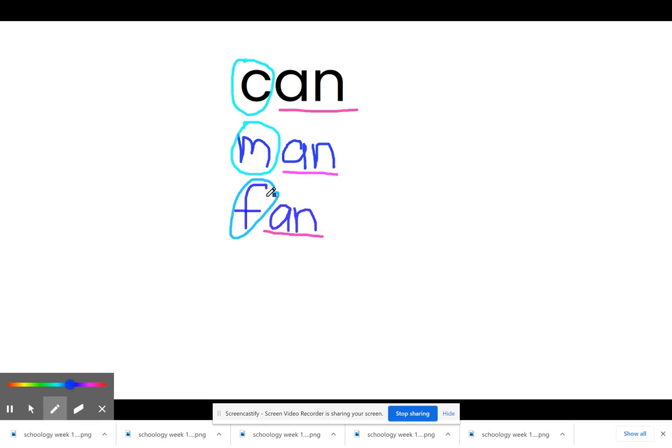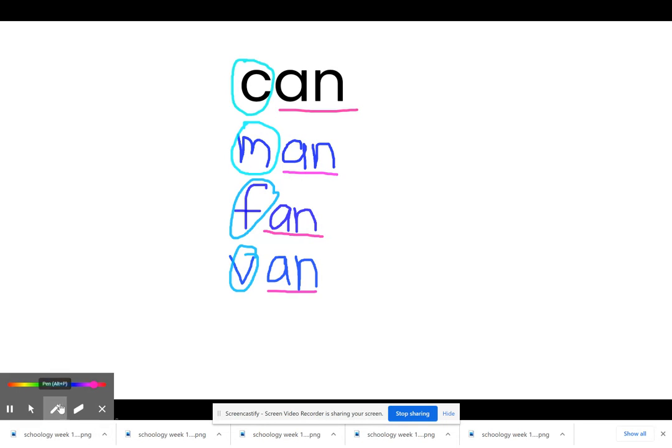Can, man, fan. Let's change the f this time. Remember, we're only changing that first sound. So let's change it to a v. And then keep the an. The an is staying the same. Okay, so now we have v. And then we kept the same ending part. We kept the an. So see if you can read the new word. It was can, man, fan, and now we have the word van.